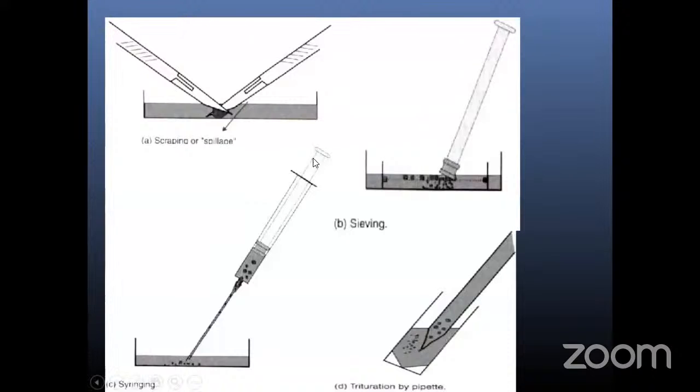So this is how the scraping works. You will have the scrapers by which you can just scrape the cells. This is sieving. By using a filter, we can sieve. This is a syringe. This is pipetting, right?